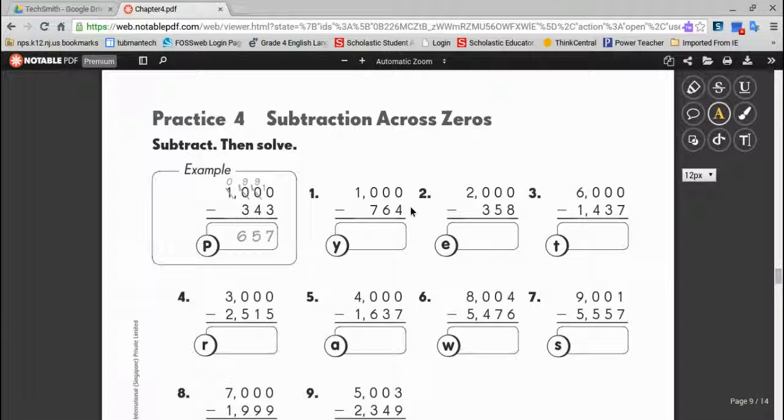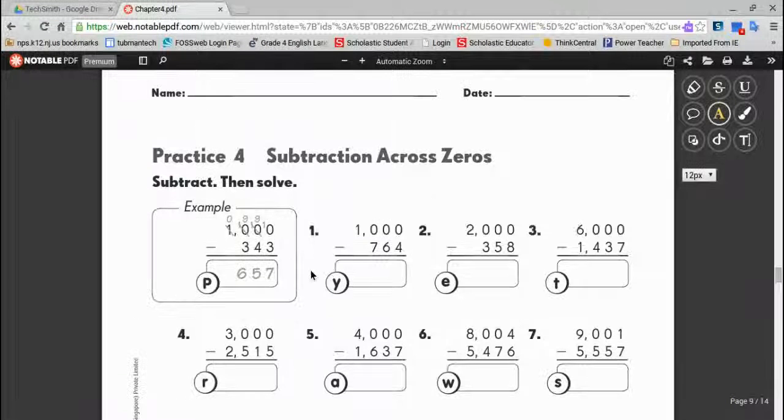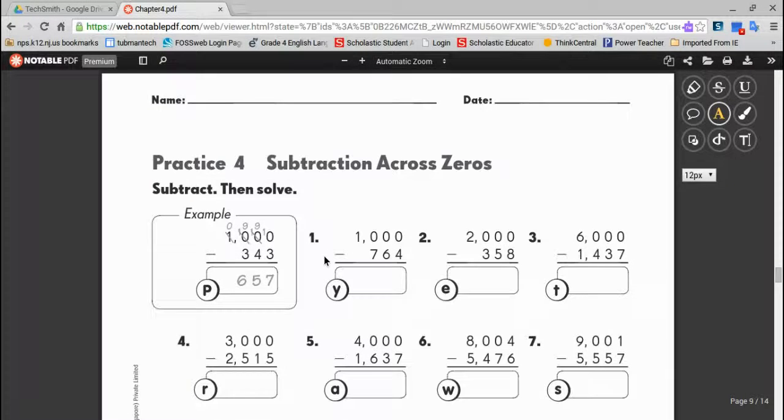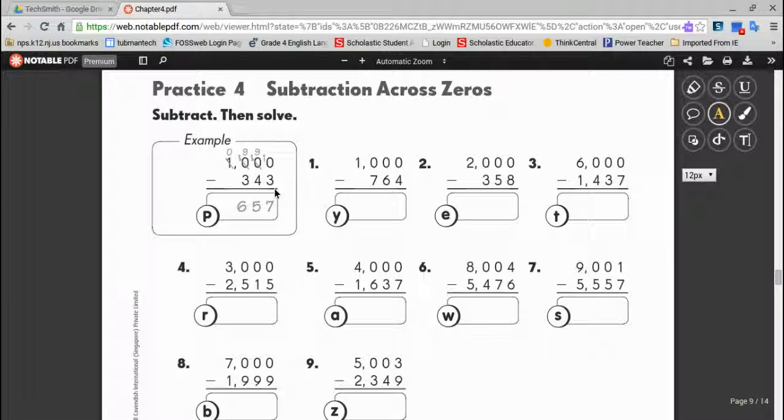Hi, it's Mr. Liu. We're doing page 67, Practice 4, subtraction across zeros. Subtract, then solve. Alright, so here for these subtraction problems, we're going to subtract, and we have a lot of zeros, so we have to subtract across these zeros.